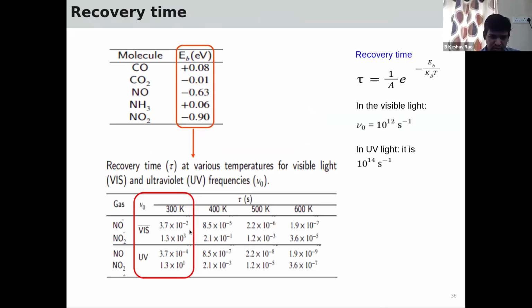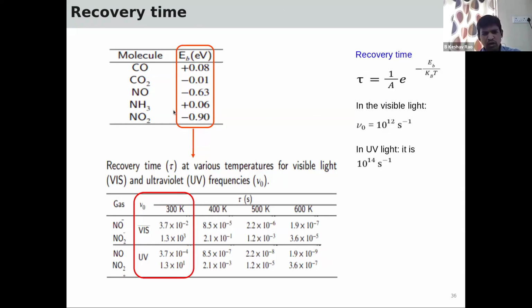Same manner. Here we can see NO has a low recovery time. But NO is giving the best response in the visible case and NO2 in the ultraviolet case. It just changed. In the previous one, NO was giving the best result in the ultraviolet. NS3 was in the visible, but here NO is in the visible.